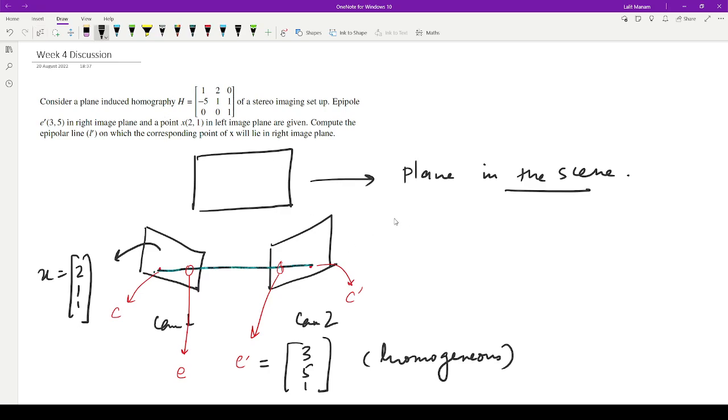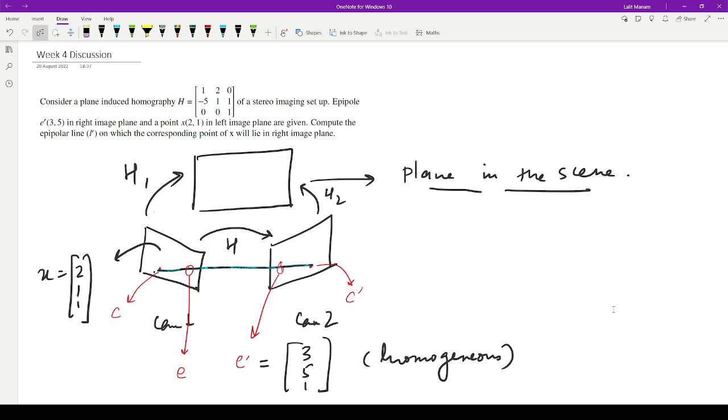Just for a recap, I hope you are clear that if there is a plane in the scene, this will have a homography, say h1, and this will have a homography h2. So between these two image planes there will also be a homography h. Can someone try to answer this question? The hints here are that we are given an epipole in the right image and a point x in the left image.